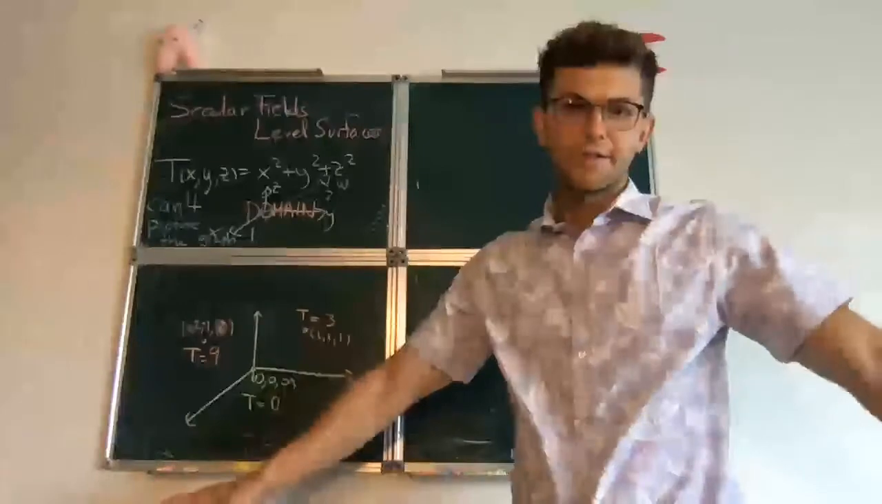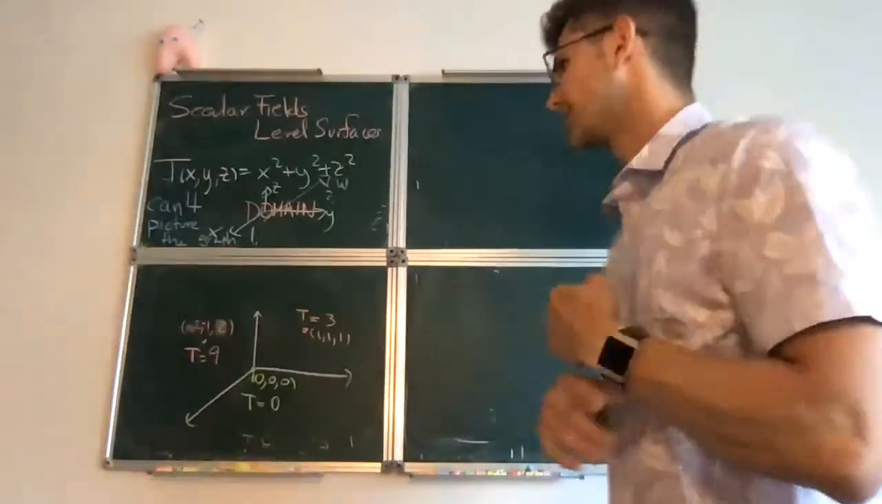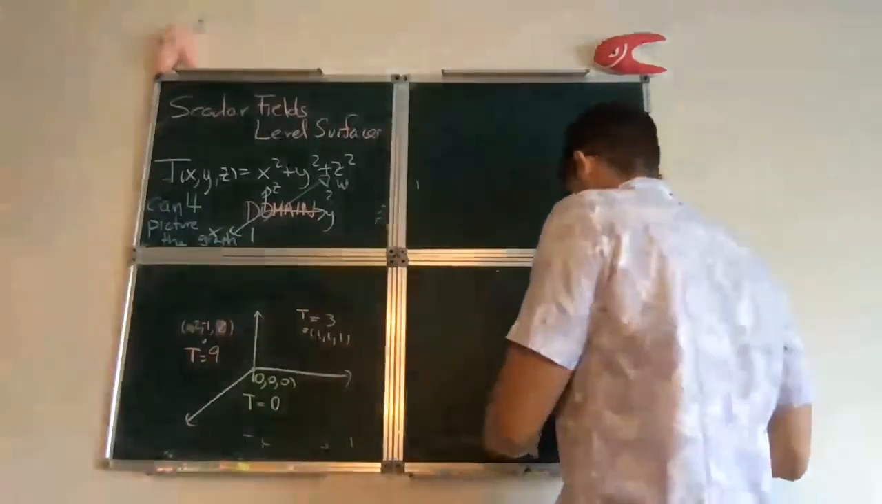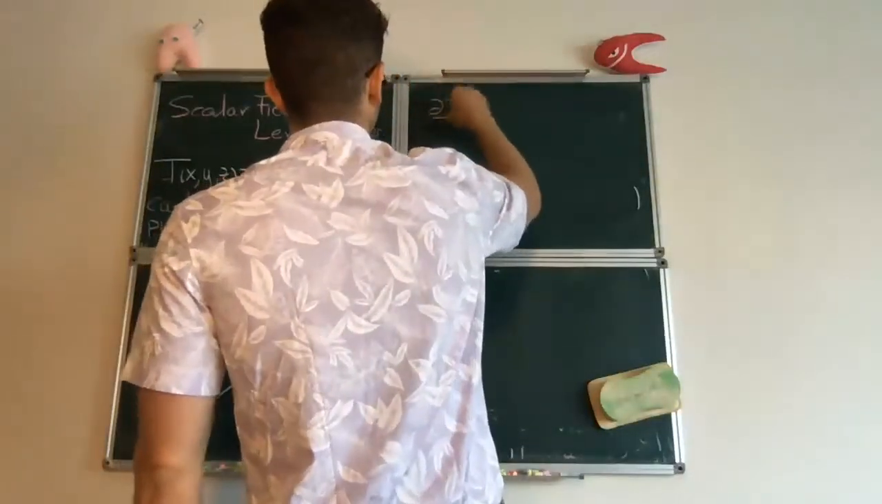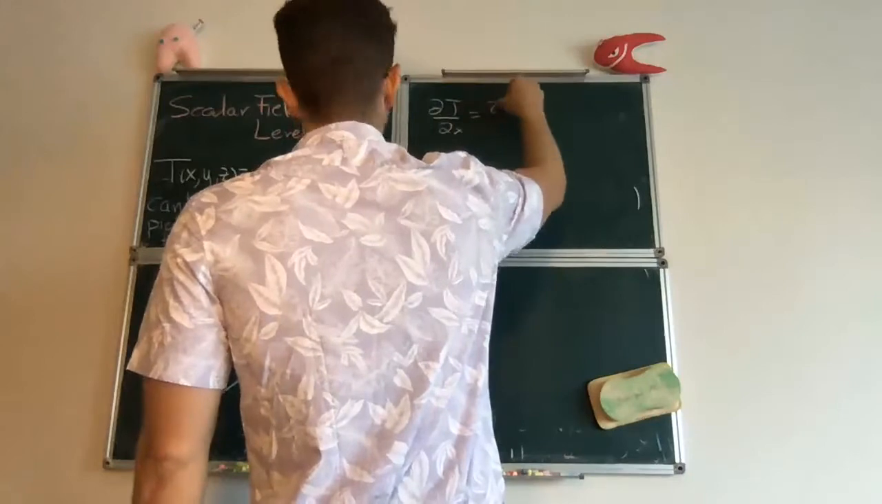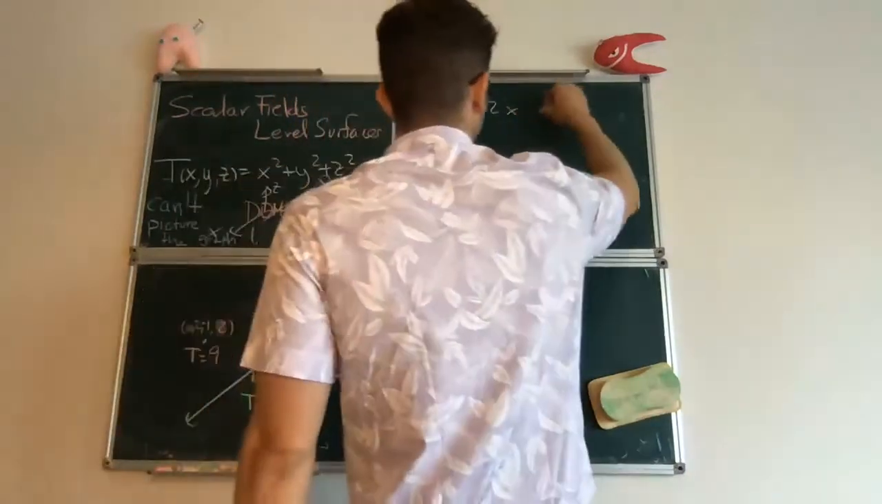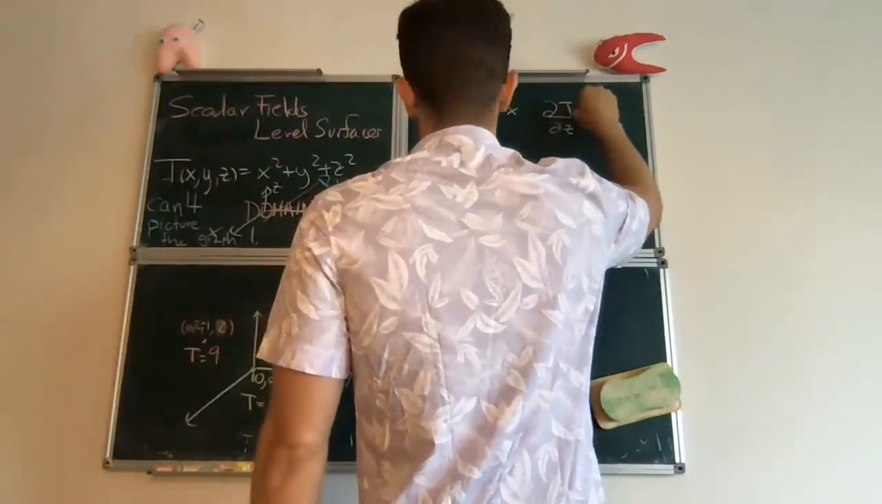After that, everything else carries through. It's the same as what we have been doing before. So for example, you can still talk about the partial derivative of T with respect to x, which will be 2x, or the partial derivative of T with respect to z, which will be 2z.